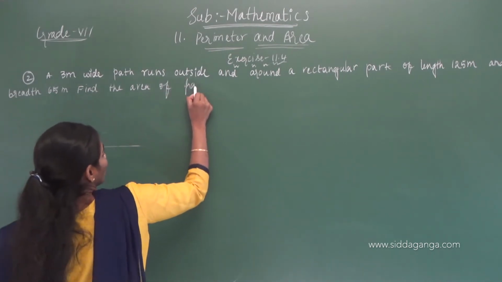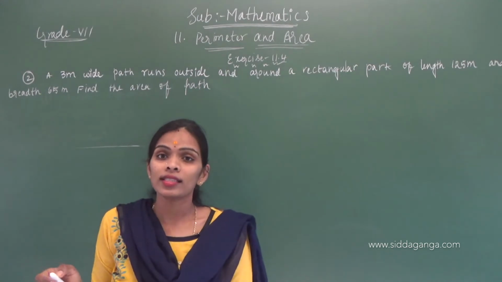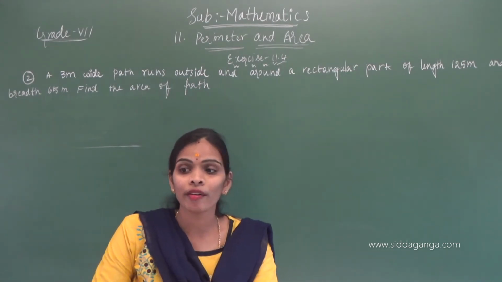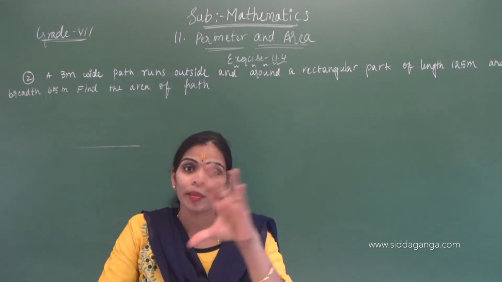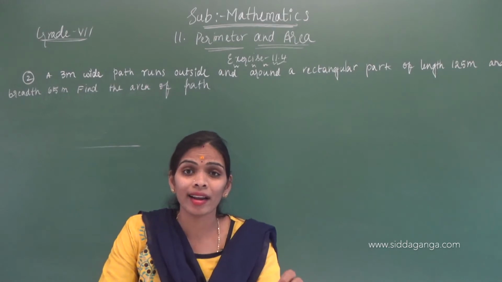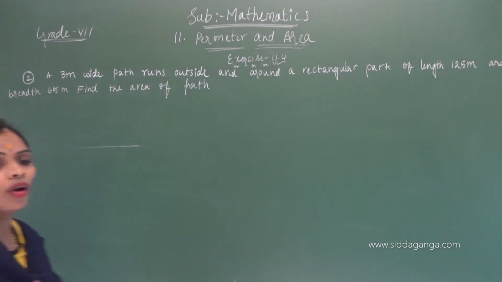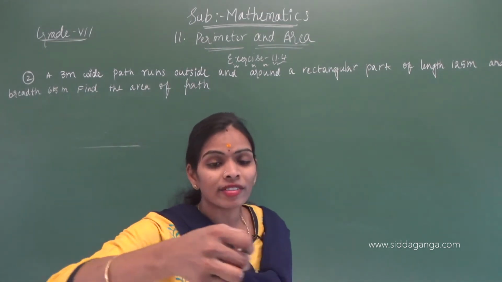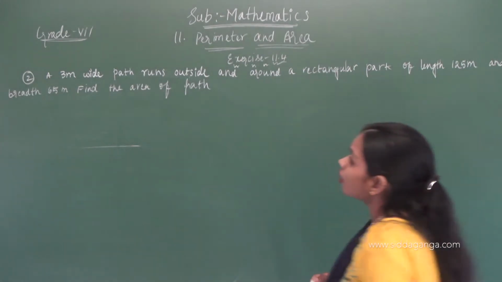That means you have to find the area of the path that is constructed. In our earlier class we discussed how in a garden we build a path outside a rectangular garden, like that only. You have to do this one. Here, according to what is given, you have to draw a rough sketch.